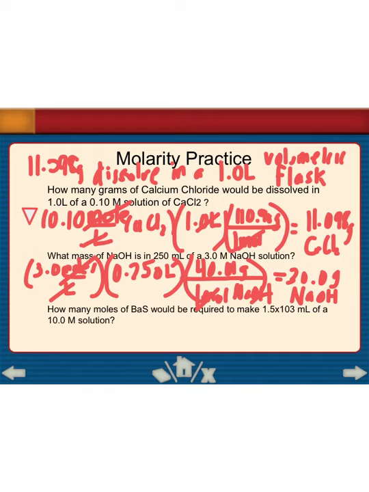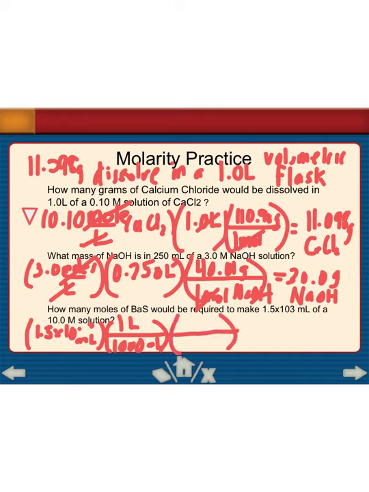Finally, the last one, very similar, although they give us the volume in mL at first, so there's an extra step, so we'll start with that. 1.5 times 10 to the minus 3 milliliters of a barium sulfide solution, and let's convert milliliters to liters right off the top, so 1,000 milliliters is 1 liter.